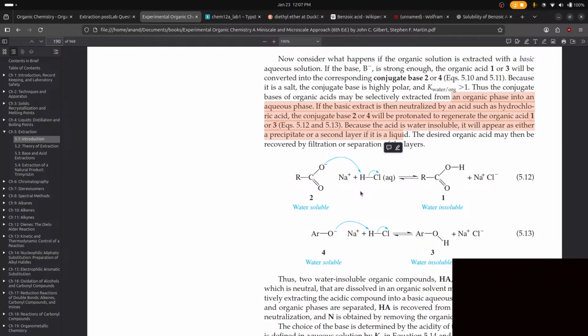to regenerate the organic acid 1 or 3. Because the acid is water insoluble, oh, it'll appear as a precipitate. Bro. There's so much going on in here, but it's actually insane. The desired organic acid may then be recovered by filtration or separation of the layers.